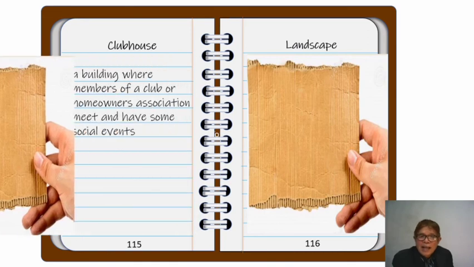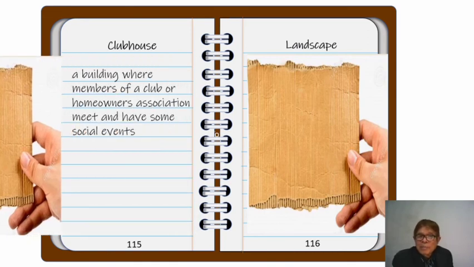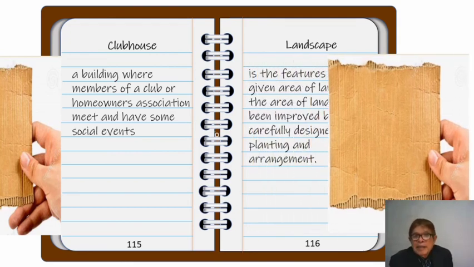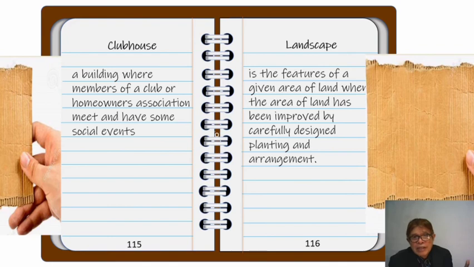Clubhouse. Clubhouse is a building where members of a club or homeowners association meet and have some social events. While landscape is the features of a given area of land, where the area of land has been improved by carefully designed planting and arrangement. For example, landscape, entrance, and guardhouse.